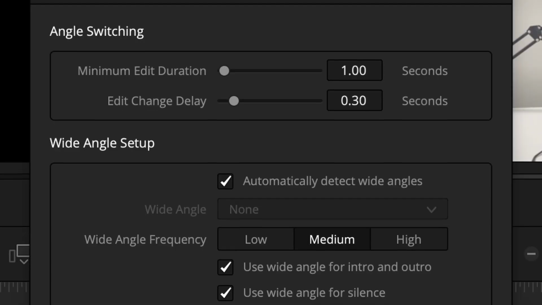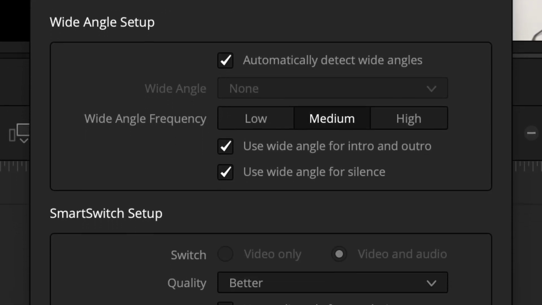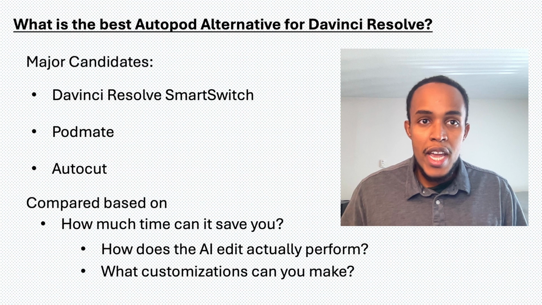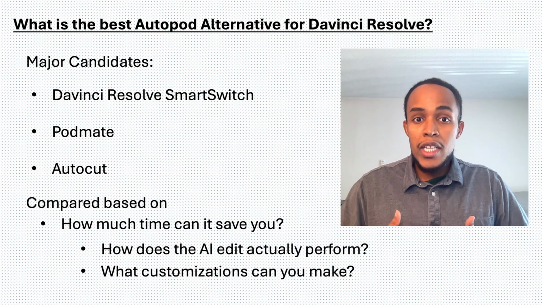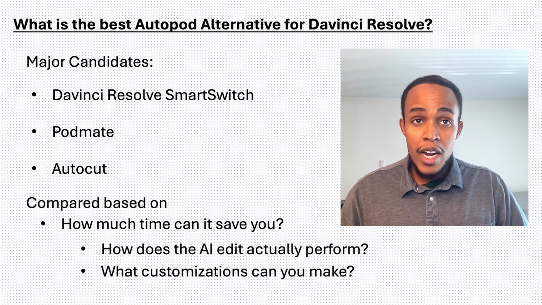Another important factor is, what customizations can you make? Imagine you want it to perform one way and it just does something entirely different. That's going to be a problem, right? I need my AI tools to actually obey me, right? I'm a pretty strict person when it comes to AI tools.